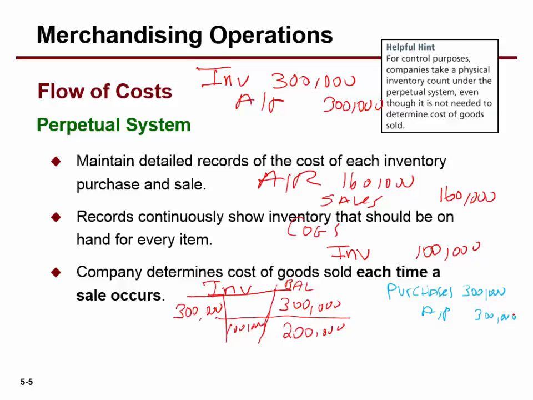Then what? When I sell this stuff, I don't update my inventory account because I have to count it, right? So when I sell the stuff, there's no entry. Well, I shouldn't say no entry. I still book the sale, don't I? But on the inventory, there's no entry.